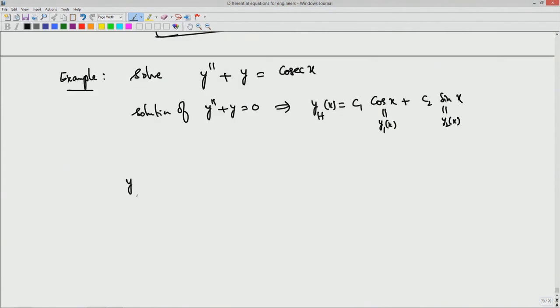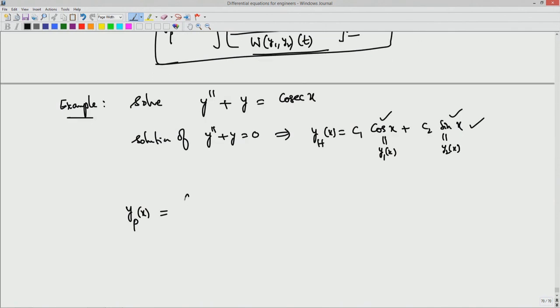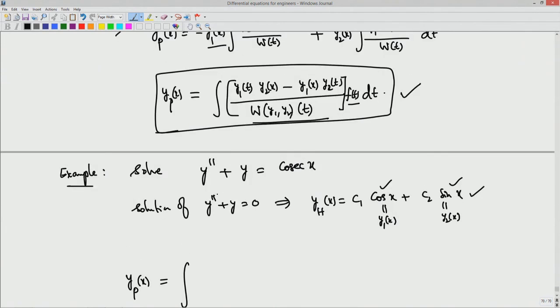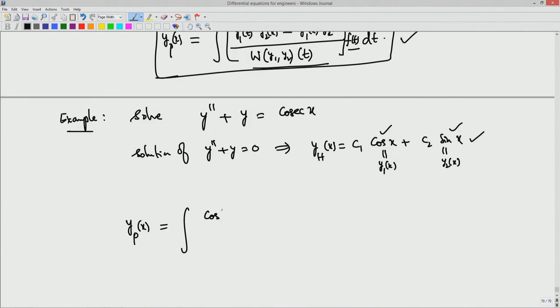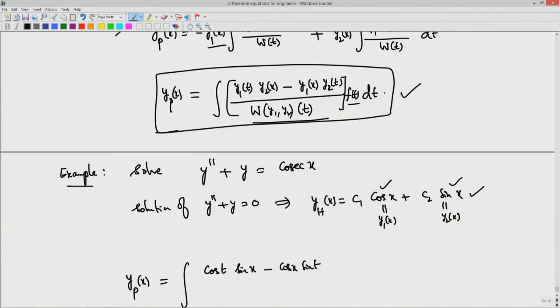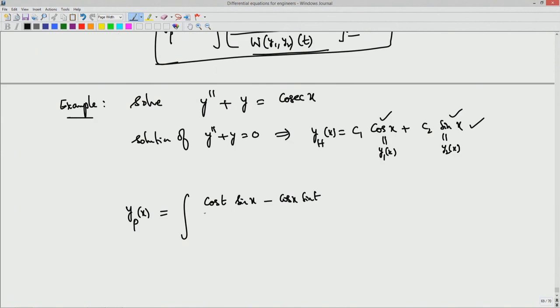What is my yp then? Once I know my two linearly independent solutions cos x and sin x, which give the general solution of the homogeneous equation, yp of x will be equal to the integral of y1 of t y2 of x, so cos t sin x, minus cos x sin t, because the other one is y1 of x into y2 of t, all divided by the Wronskian of y1 and y2. With cos x, sin x, the derivative of this, minus sin x, cos x, this determinant is 1.